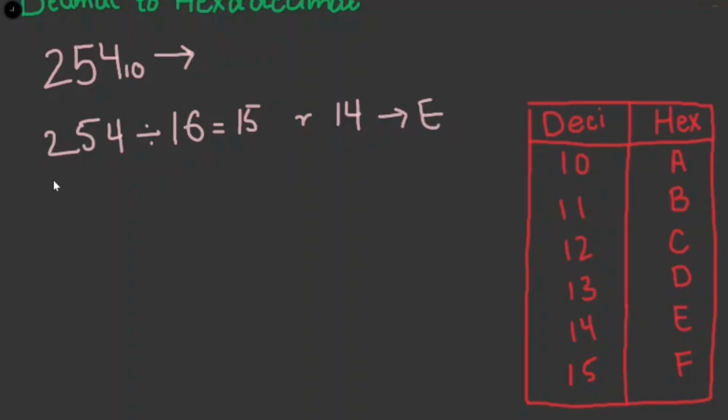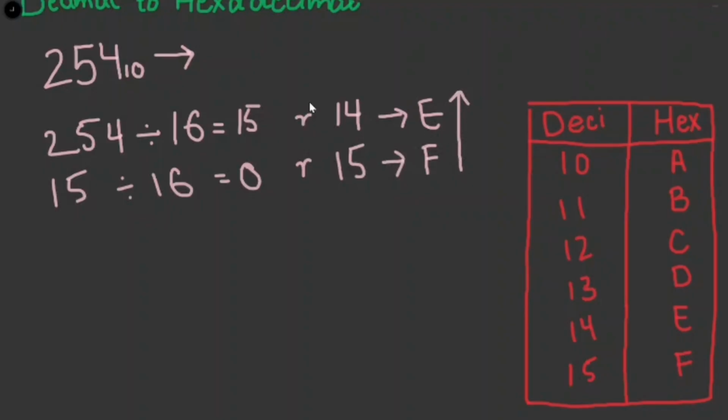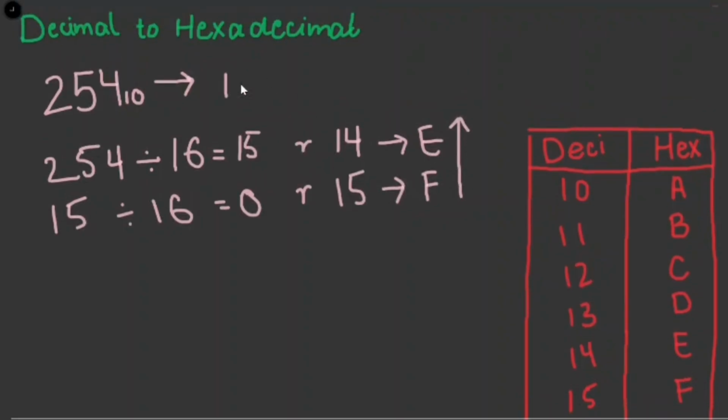And now let's take our 15 and divide it by 16. Since 15 is less than 16, we would get 0 here. Our calculation would end, and our remainder would be whatever is on the left hand side. So 15. And if we convert 15 into hexadecimal, we would get F. So again, we would go from the bottom up, and our hexadecimal number would be FE.